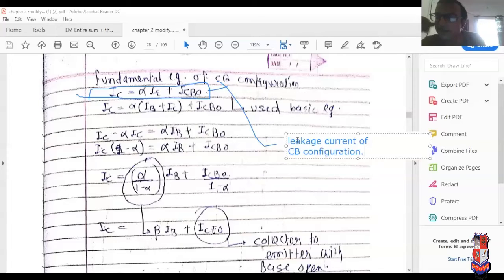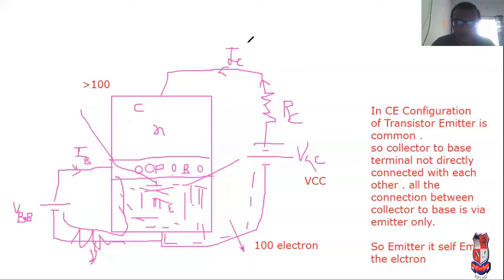Obviously, the collector base junction is present in reverse bias. But in common emitter configuration, leakage current is always high compared to common base. Why? That I have also explained with the help of the whiteboard. See this. In common emitter configuration, why is leakage current high?